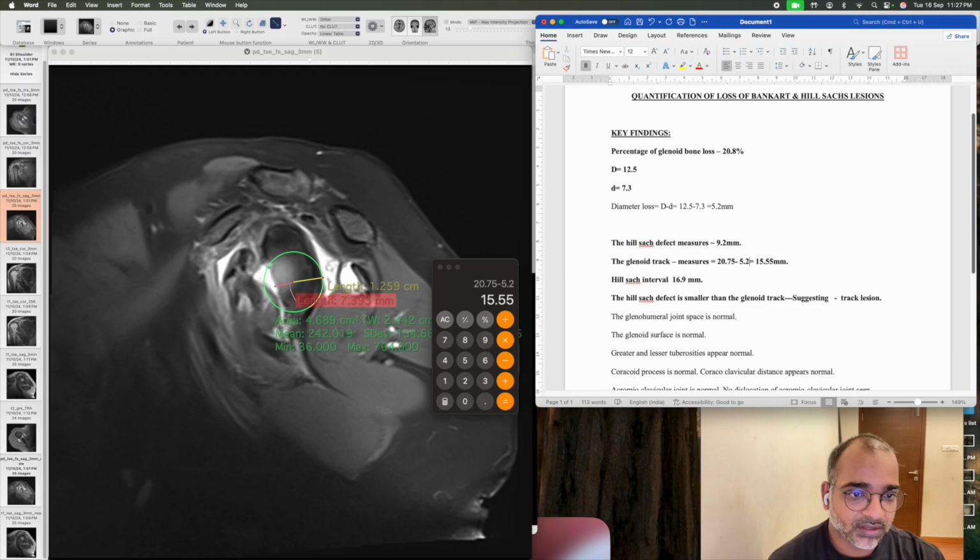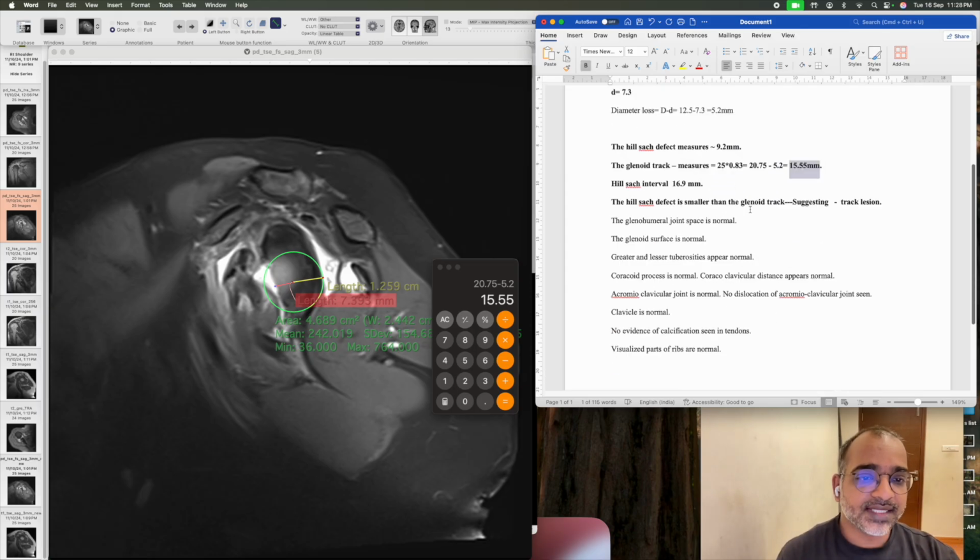How did we get this 20.75? We have the glenoid diameter, say 12.5 into 2, that is 25. I'm multiplying it by 0.83, then I get 20.75. Then I subtract the bone loss, and it is 15.55. So my Hill-Sachs interval is more than the glenoid track. So this is an off-track lesion, or engaging lesion. So there is every chance of recurrence.